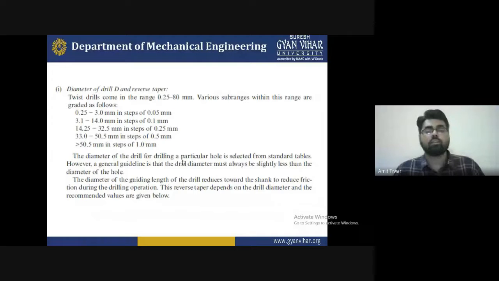Guidelines: the drill diameter must always be slightly less than the diameter of the hole. Okay, and the diameter of the drill, we consider more. We can see the length of the drill reducing towards the shank, reducing the friction during the drilling operation. So these are basically some desirable conditions. And this reverse taper depends on the drill diameter, and the recommended values are given below. So these are some conditions which we are using, having good points and criteria.